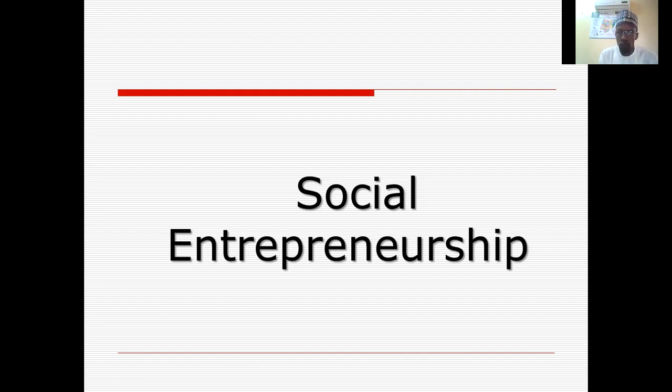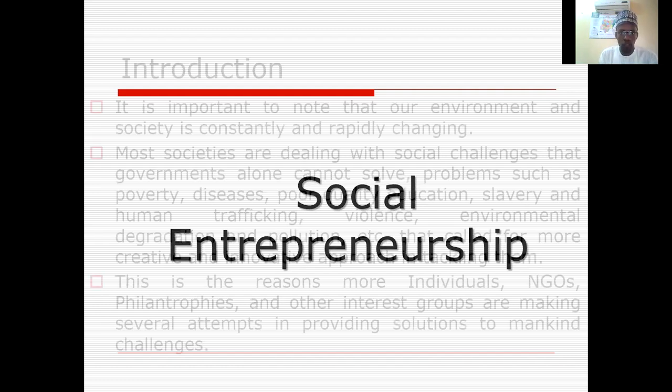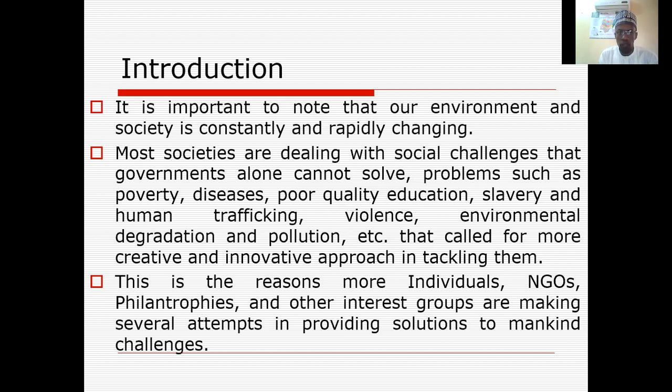So we are going to see. It is important to know that our environment or society is constantly and rapidly changing. A lot of things are happening in our environment, things are changing. And because of these changes, most societies are dealing with social challenges that government alone cannot solve.